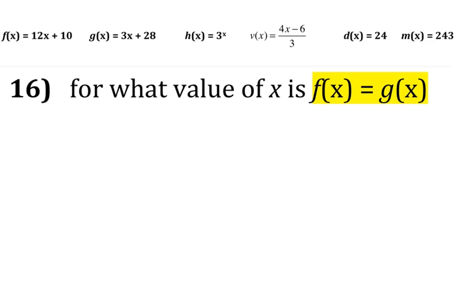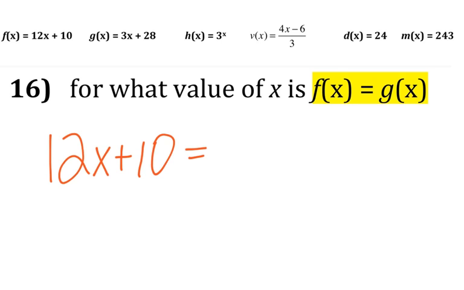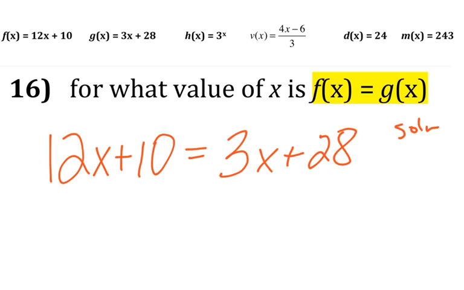Okay, the next question, it says, for what value is f of x equal to g of x? So what I'm doing now is I'm going to be substituting in and solving an equation. So this one says f of x, so I'm going to take the 12x plus 10, which is f of x, and I'm going to say equal g of x. And the question is, I'm trying to find out what value of x is going to make that true. So in other words, I need to solve for x.